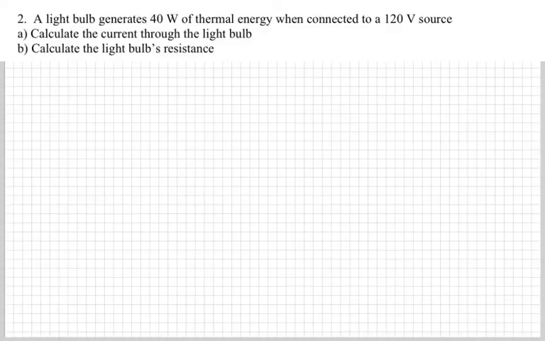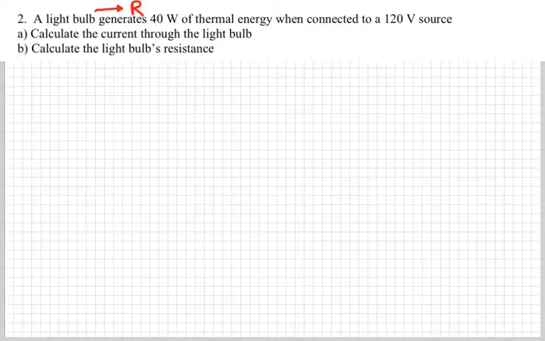Alright, so the second question we've got, we're told that a light bulb generates 40 watts of thermal energy when it is connected to a 120 volt source. So a light bulb is simply a resistor. It's important to realize that. And we want to do two things. We want to figure out the current through the light bulb, and then we want to calculate the resistance of the light bulb.